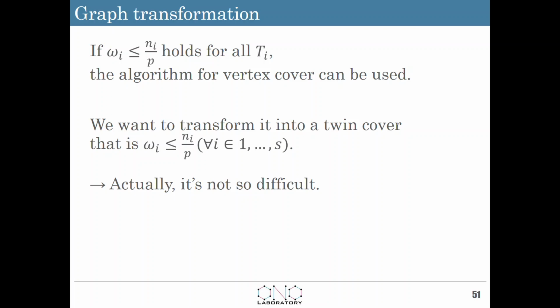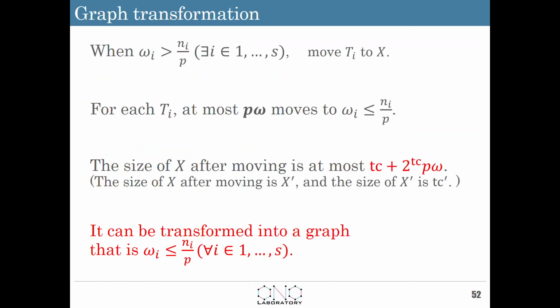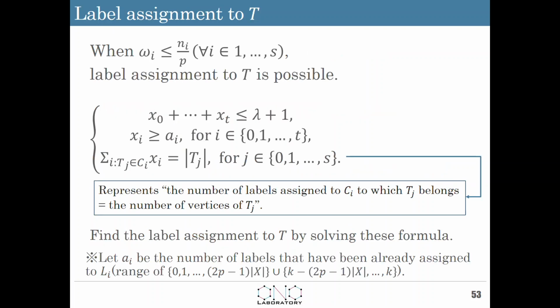Actually, it's not so difficult. If ω(I) is more than N_i over p for any I, all we have to do is move T_i to X. Then ω(I) becomes N_i over p or less for each I by such moving. The size of X after moving is at most tc plus 2 to the tc times p ω. At this time, the X after moving is X', and the size of X' is tc'. By such movement, it can be transformed into a graph where ω(I) is N_i over p or less for all I. Since the algorithm for vertex cover is available for such graphs, the remaining label assignments can be determined by solving this formula.